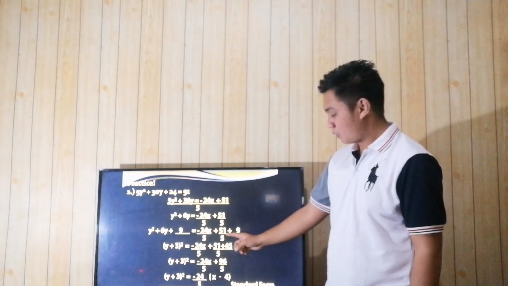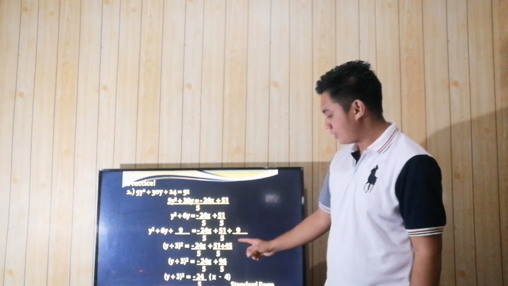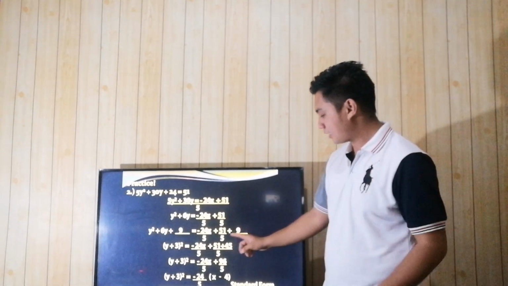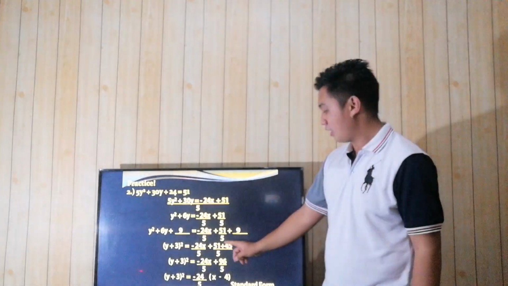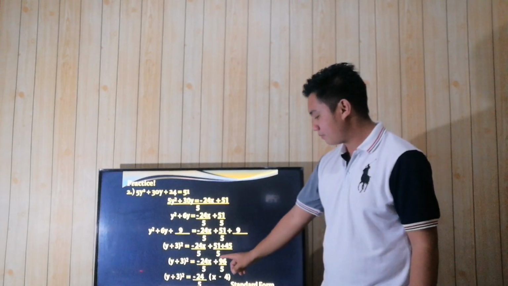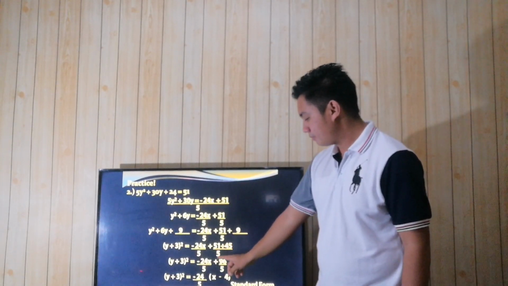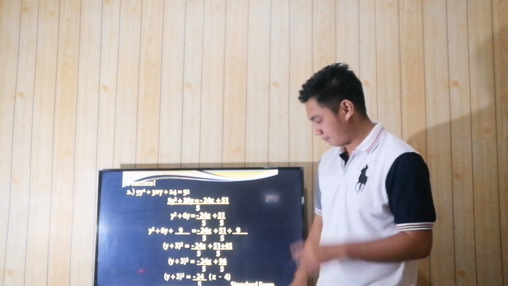So, 51 times 1, we have 51. 9, cross multiply. Times 5, we have 45. 5 times 1, we have 5. Kaya naging 51 plus 45 over 5.